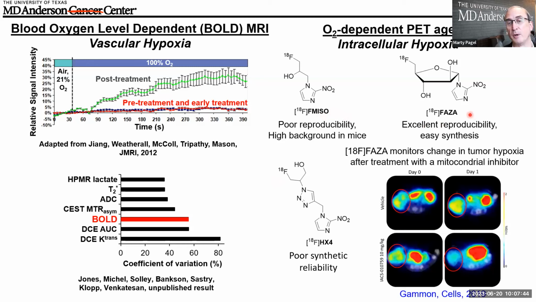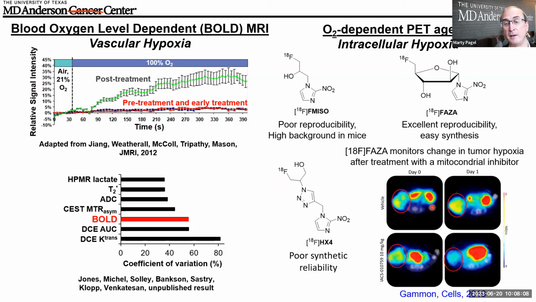FASA is an improvement, more hydrophilic, and so it does wash out of tissues better, as shown in this example down here from colleagues, Seth Gammon and David Piwnica-Worms here at MD Anderson, where you can look at the hypoxic status of a tumor and how that's affected by a drug using F18 FASA. And there are other agents out there as well that require some synthesis, but are under development as well.